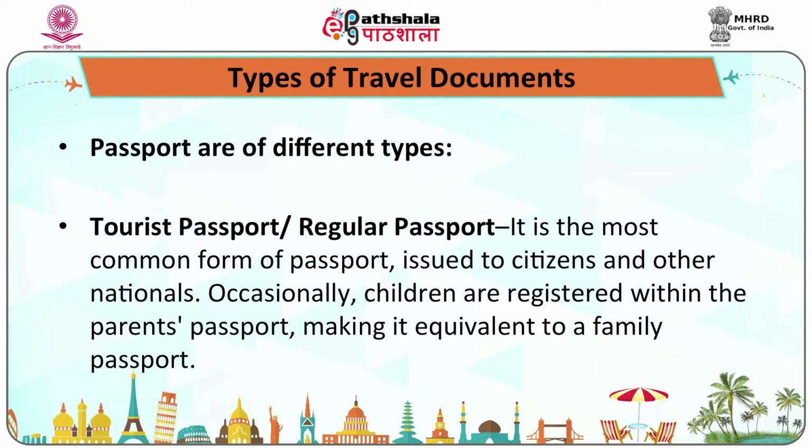Now I will discuss the types of travel documents. There are different types of travel documents and the important ones are passport and visa. Firstly, I would discuss the passports. Passports are of different types. Tourist passport, regular passport. It is the most common form of passport issued to citizens and other nationals. Occasionally, children are registered with the parent's passport, making it equivalent to a family passport.